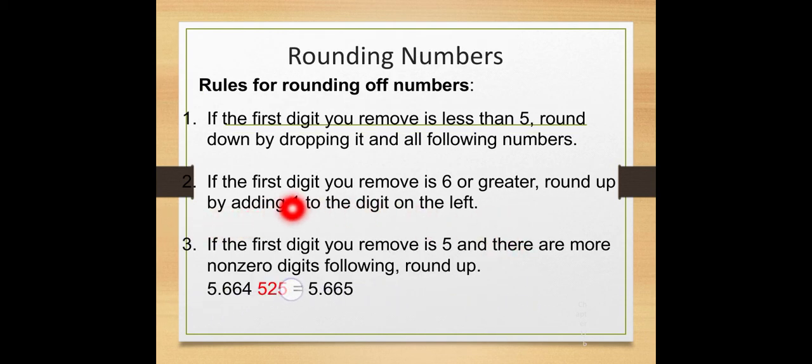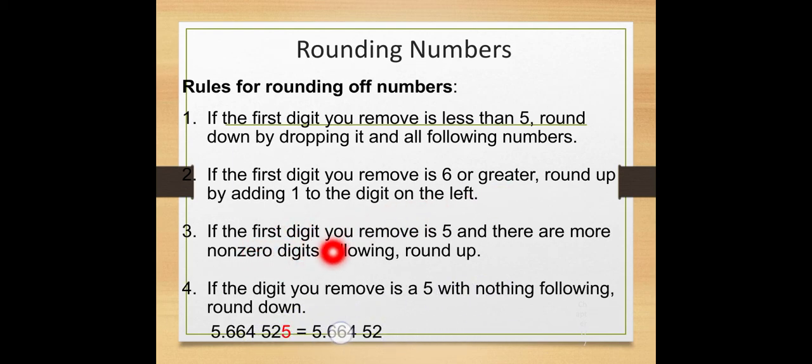Then thirdly, if the first digit you remove is 5 and there are more non-zero digits following, round up. For example, in this case the first digit we are going to remove is 5, and there are non-zero digits following the 5, which are 225. So we round up by adding 1 to the digit to the left of the digit that we are removing, so it becomes 5.665.